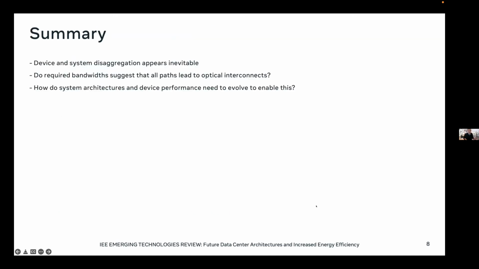Okay, so just kind of quickly summarizing here, I think, in my view, device and system disaggregation appears inevitable for the reasons of power that we talked about. And then some of the required bandwidths that we're trying to deliver, does that suggest that all paths lead to optical interconnects? And then finally, how do system architectures and device performance need to evolve so that we can enable these? And so again, we're going to try to come back and fill out that table.